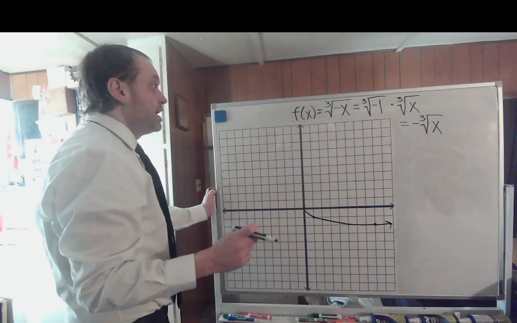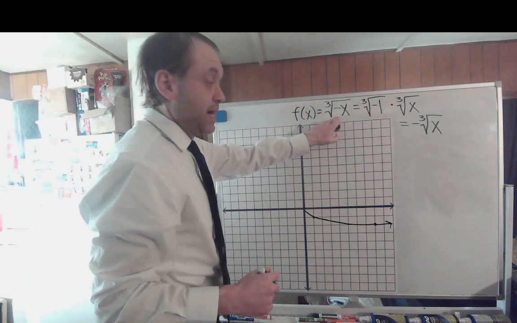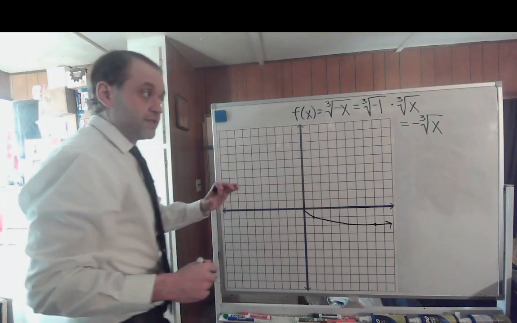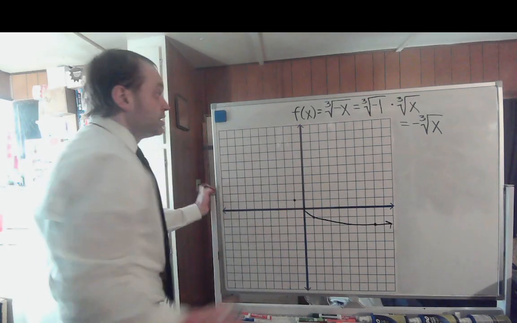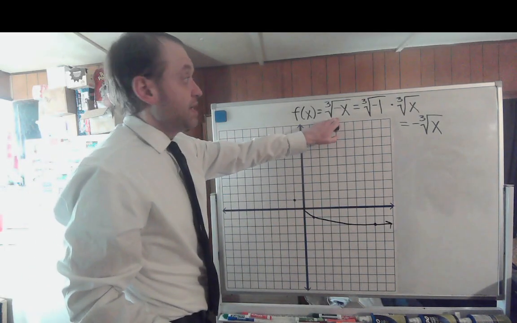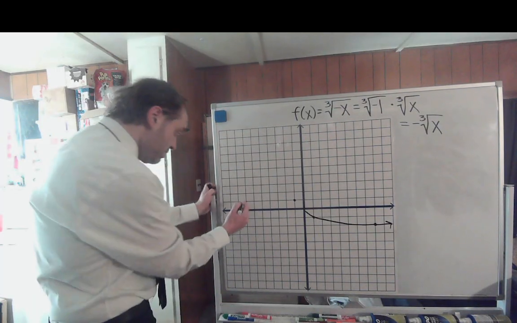All right, now let's put in -1 for x. You would end up getting the cube root of +1, which would just be 1. So you'd end up getting -1, 1. Let's put in -8 for x. You would end up getting the cube root of +8, which would end up being 2.